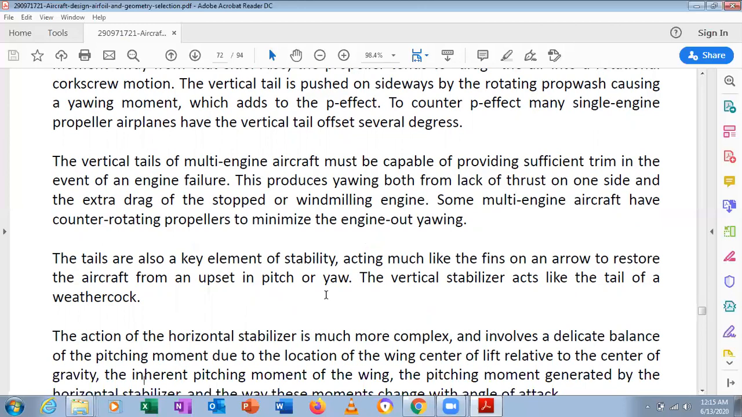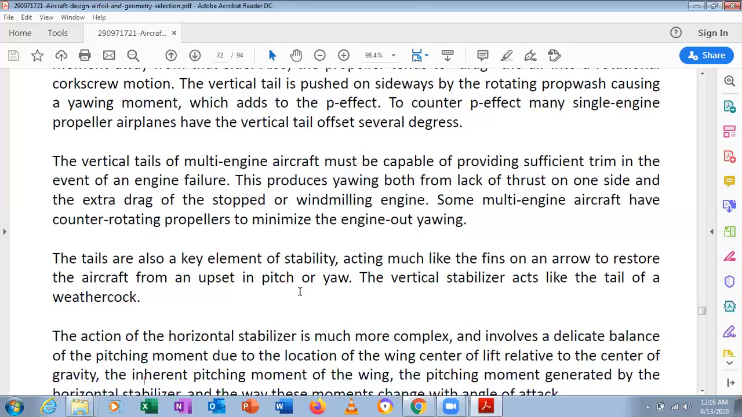So the tails play a very important role in the stability of the aircraft. We have to remember the functionality of the tail. The tail is the key element of stability, acting much like the fins on an arrow. When you look at a bow and arrow, a feather-like structure is at the back of it. Why is that there? To give stability. So the tail we fix on the arrow is mainly for stability, to restore the arrow. In the same way, we keep a tail on the aircraft to restore it from an upset of pitch or yaw.